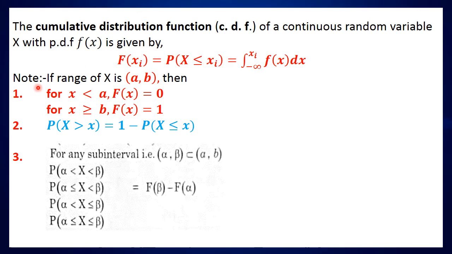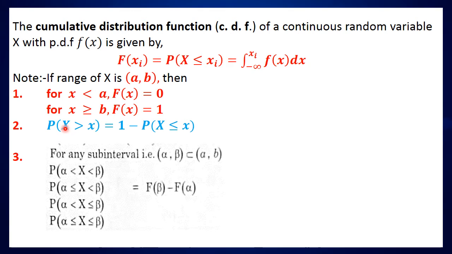Now, there are some important points related to this. If range of x is given by the open interval ab, then for x less than a, we have F of x is equal to 0. That is, the CDF or cumulative distribution function value will be 0 if x less than a. A is the lower limit of this, so x less than a, F of x is equal to 0. And for x greater than or equal to b, F of x is equal to 1. That is, the maximum value will be 1 only, as it is the probability.